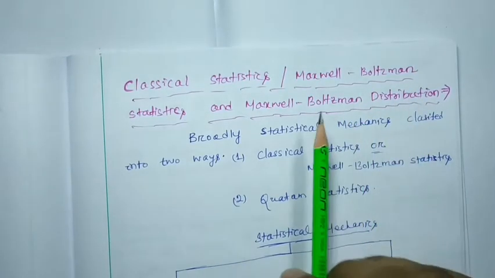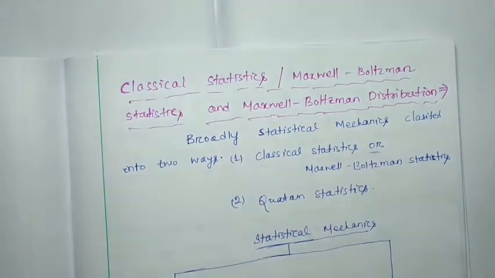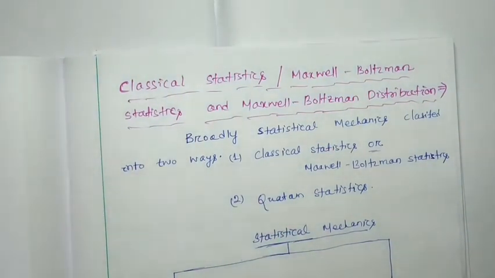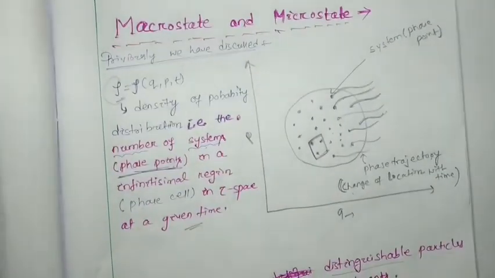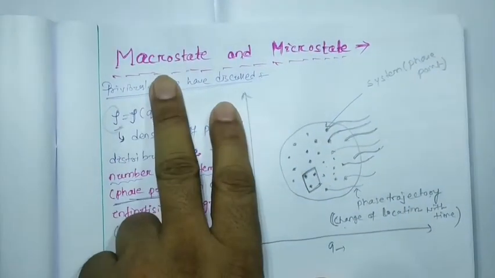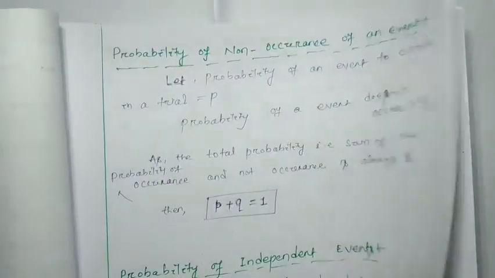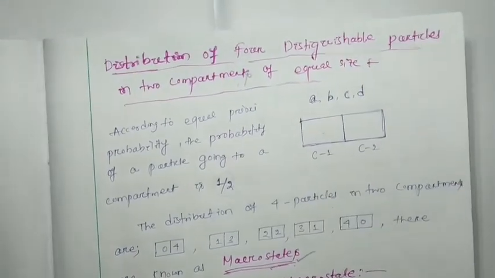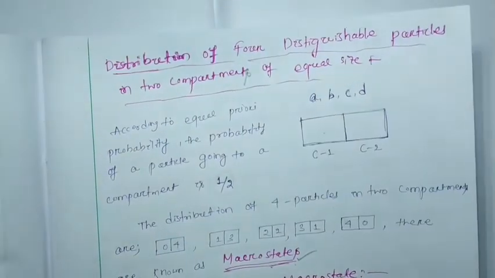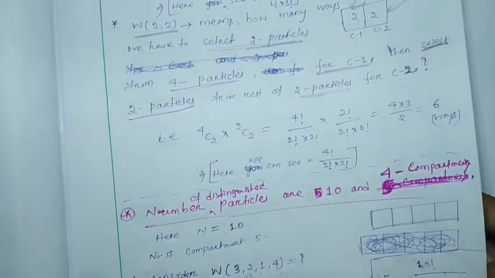Before we start our discussion, I'm going to show you what we discussed in our last two classes, because those contents are required in today's class. In the last two classes we discussed microstates, basic ideas about probability, permutation, combination, and four distinguishable particles in two compartments. One expression is required in today's discussion.